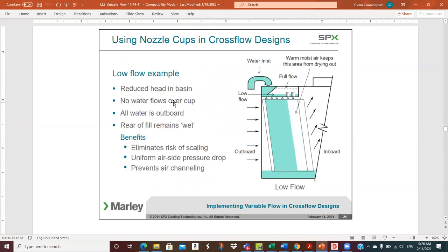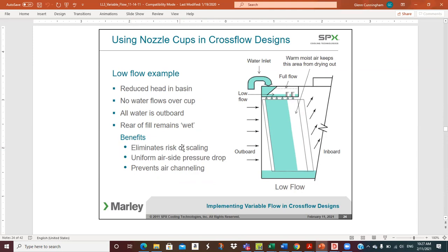Okay, then the low flow example, say the case where we had cut back to 33% flow for the 3 cooling towers with the 1 chiller, then we don't have so much flow. And so the water level is not sufficient to get above the nozzle cups. So this side of the fill is actually dry, and all the water falls through the outboard section. So low flow, reduced head in the basin, no water flows over the cup, all water is outboard, rear of fill remains wet, this side, I guess.